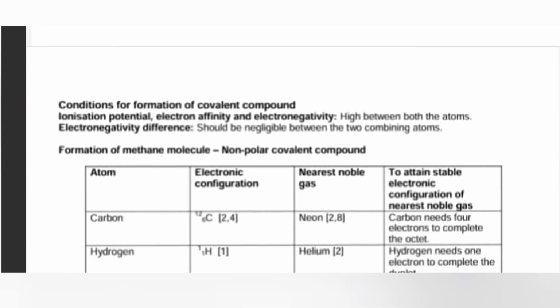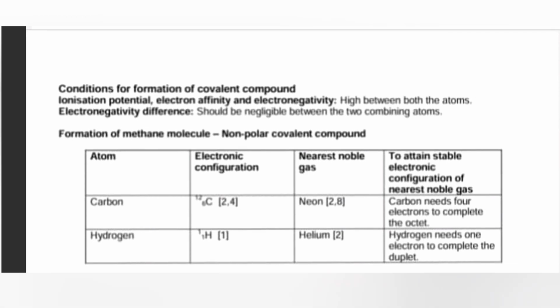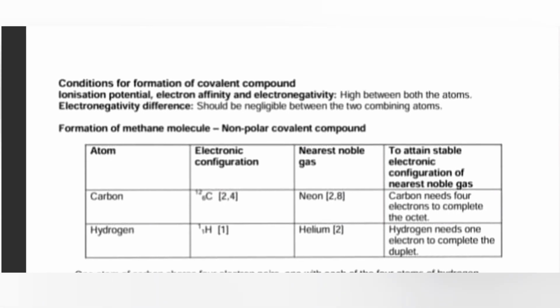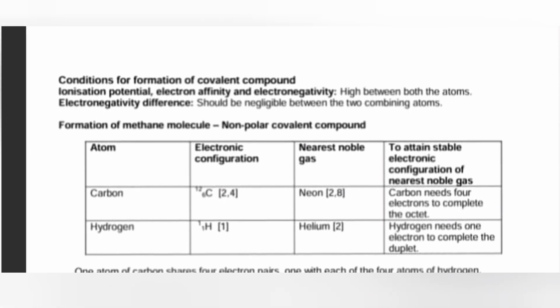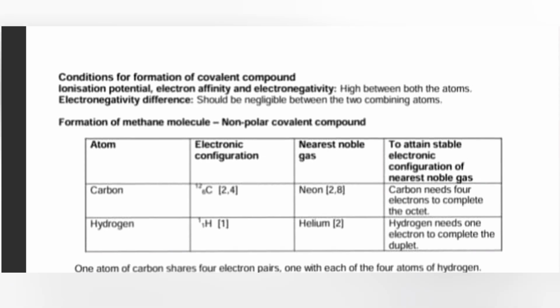Then the conditions for formation of a covalent compound: ionization potential, electron affinity, then electronegativity.